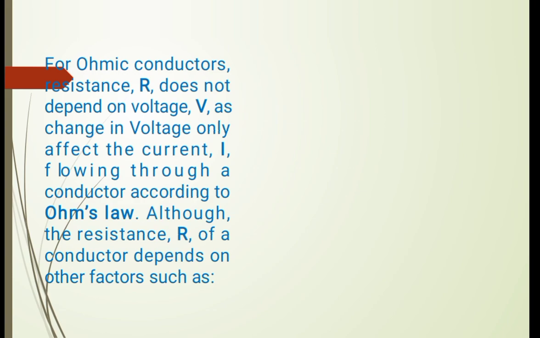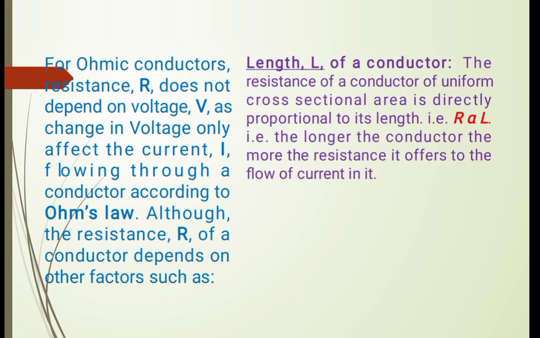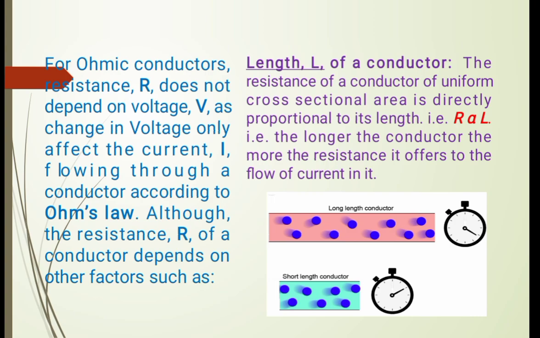Okay, let's quickly look at what Ohm's law is saying about the factors that will lead us to this resistivity and conductivity. Now, if you can remember, according to Ohm's law, the voltage across a conductor only affects the current that is flowing through the conductor, because it is assumed that all other factors are kept constant.